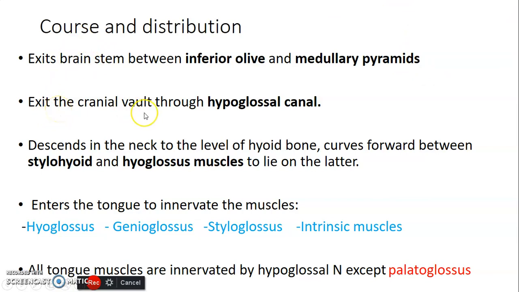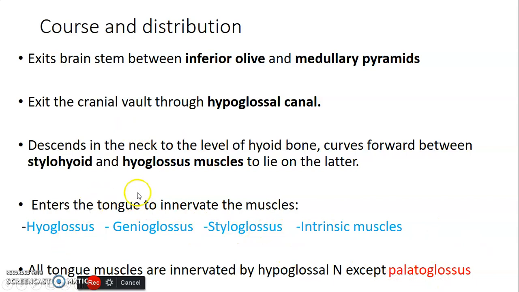Then from there, how does it exit the cranium? Through the hypoglossal canal. Then in the neck, it will descend to the level of the hyoid bone. Then what happens to the hypoglossal nerve? It will now curve forwards between stylohyoid and hyoglossus muscles. Okay, then it lies on the hyoglossus muscle. So when it enters the tongue, it innervates hyoglossus, genioglossus, styloglossus, and intrinsic muscles. So it innervates all tongue muscles except palatoglossus. So the hypoglossal nerve innervates all the tongue muscles except palatoglossus.